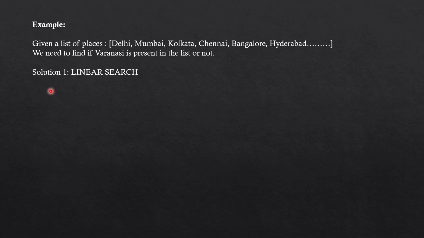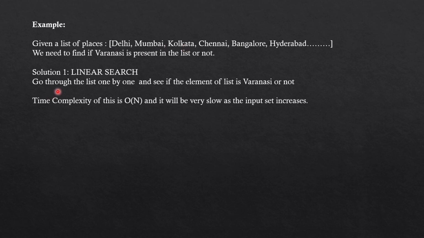A simple solution will be the brute force one, which is the linear search. So you go to this list and check each item one by one: is this Varanasi, is this Varanasi, is this Varanasi, and go on and on. So you go through the list one by one and see if the element in the list is Varanasi or not. This takes a time complexity of order n, and it will be very slow if the list goes on and on and on.